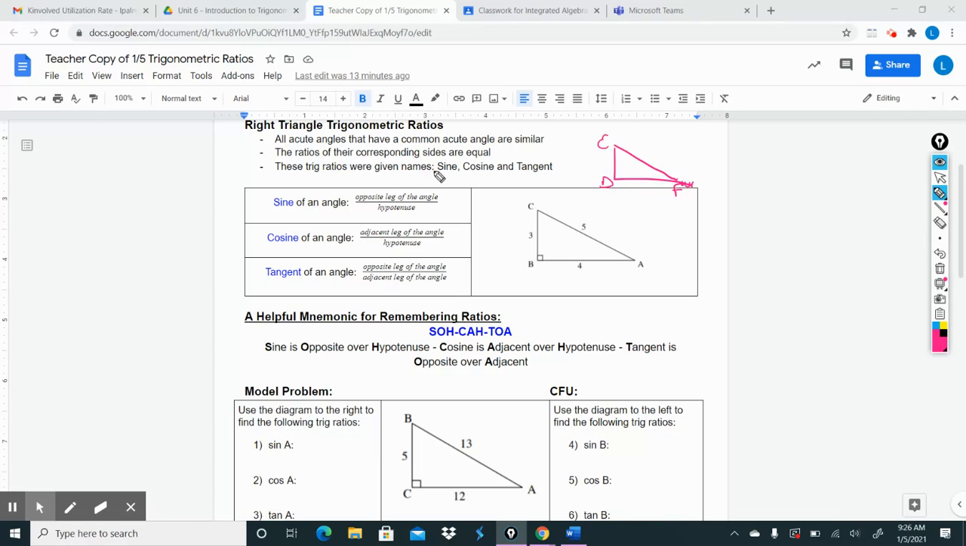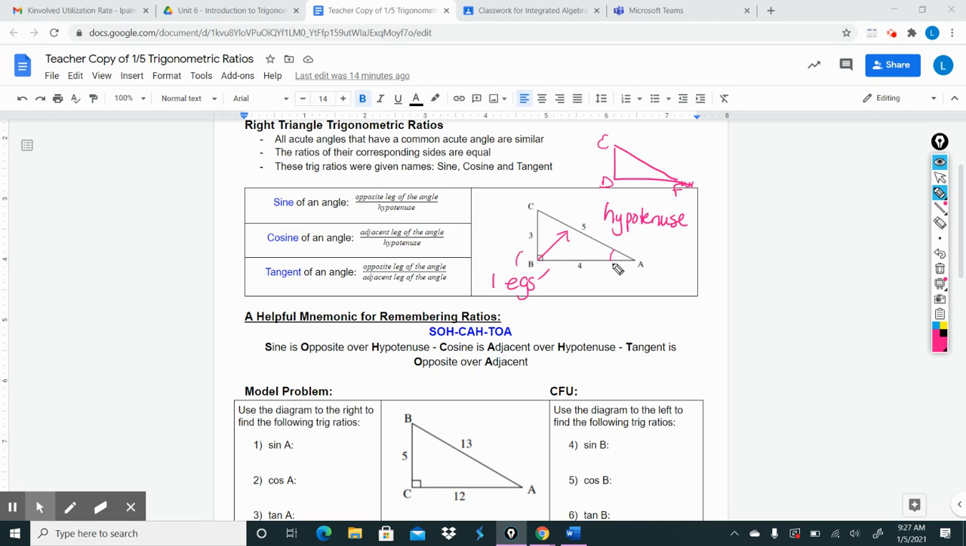These trig ratios that we're going to be learning about are sine, cosine, and tangent. Remember, a ratio can be written as a fraction, with a colon, or in words, but we are going to be dealing with the fraction form. For sine, let's say we take the sine of A. Sine uses the opposite leg. Remember, the two sides that come together and make the right angle are the legs, and the side opposite the right angle is known as the hypotenuse.